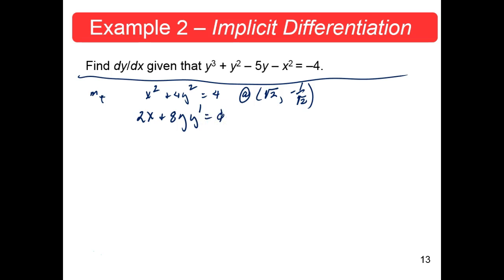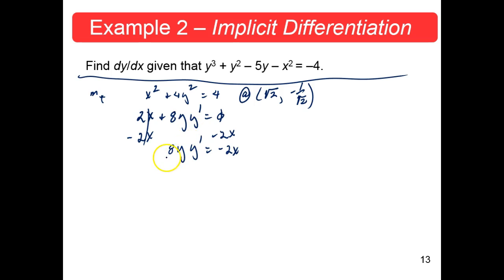Why are we doing this? Because I told you to hit it, didn't I? Why are we taking a derivative of this? So we can get the slope. Perfect. So where do we go from there? Subtract 2x from both sides. And that gives us? 8y, y prime equals minus 2x.